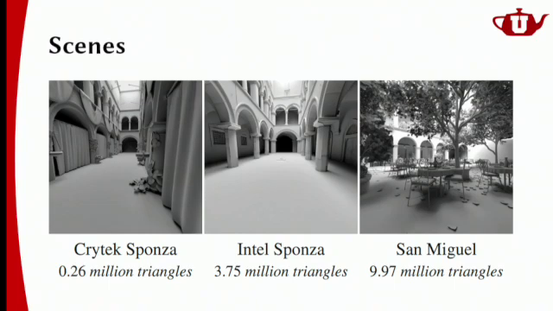And then we also wanted to test a couple of scenes. So we tested Crytek Sponza, which is representative of a very small scene, Intel Sponza, which is a medium-sized scene, and San Miguel, which is a large scene.